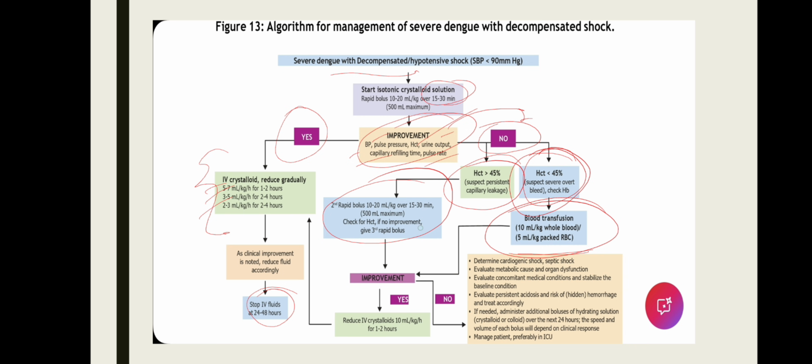After that, we have to check the vital parameters. If improved, then 10 ml per kg per hour for 1 to 2 hours, and then 5 to 7, then 3 to 5. If there is no improvement, that means the child is having cardiogenic shock, and we have to give adrenaline as early as possible, along with the third dose.